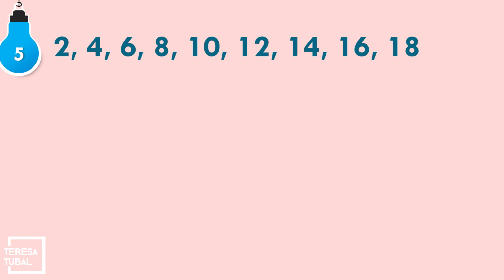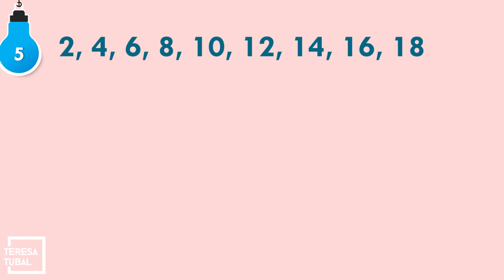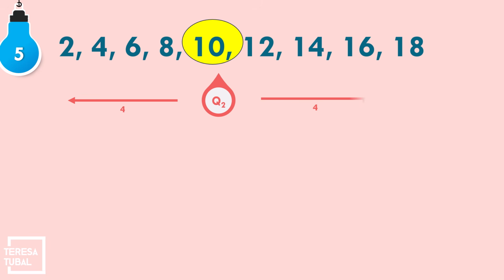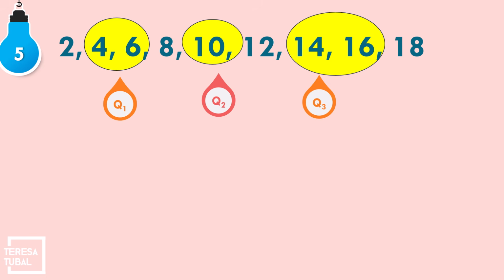We have the data set 2, 4, 6, 8, 10, 12, 14, 16, and 18. First, we need to identify the quartile 2. So yung pinakagitna niya, that is the quartile 2. The quartile 1 is on the left side, and the quartile 3 is on the right side. So we need to identify that the value for quartile 1 is between 4 and 6, and the quartile 3 is between 14 and 16.